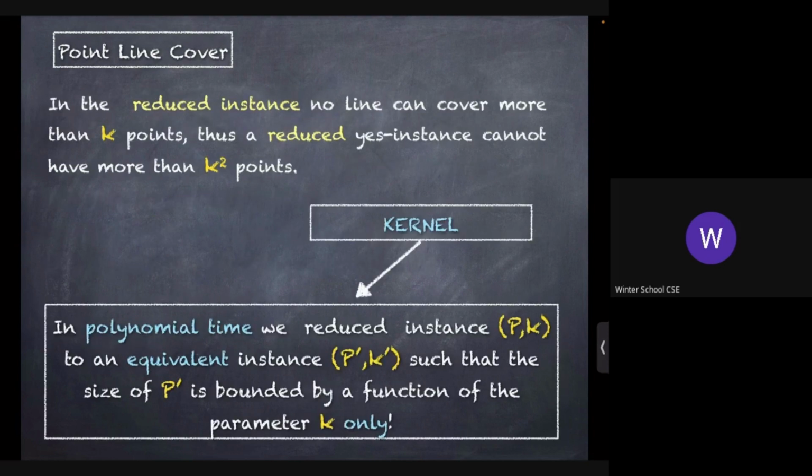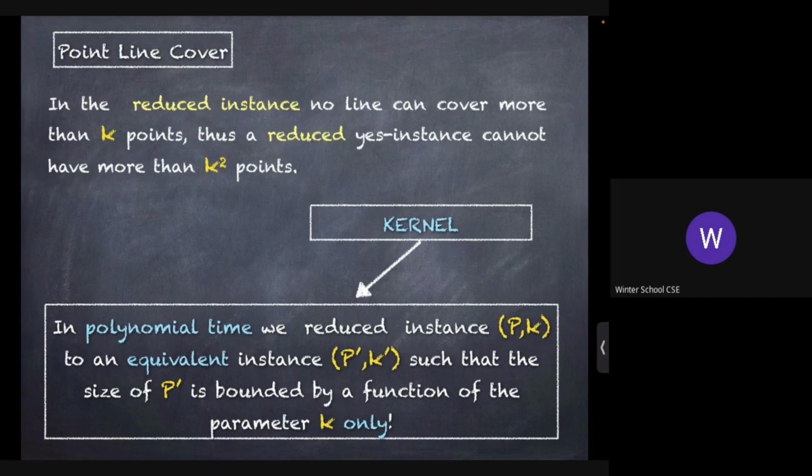Let's try to stare at this problem. I know that no k plus 1 points can be covered by one line. So how many lines can I have at all in my instance? I'm claiming that if no line can cover more than k points, then my instance should contain at most k squared points.